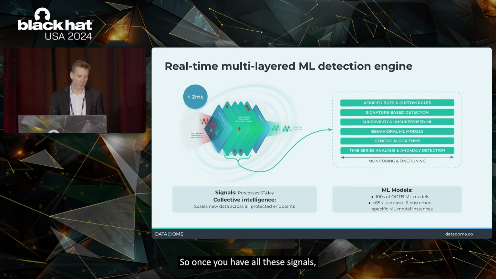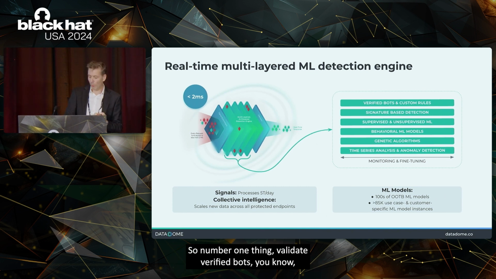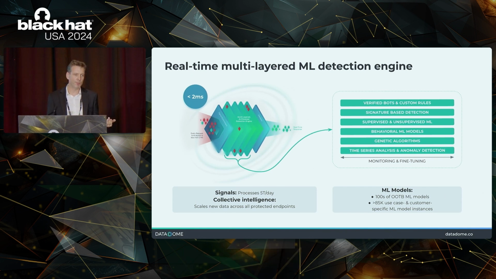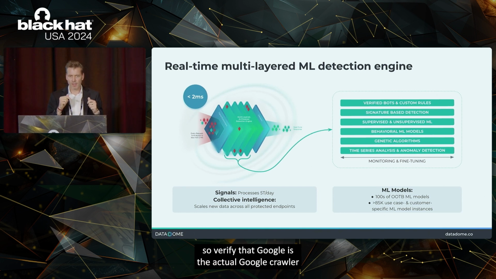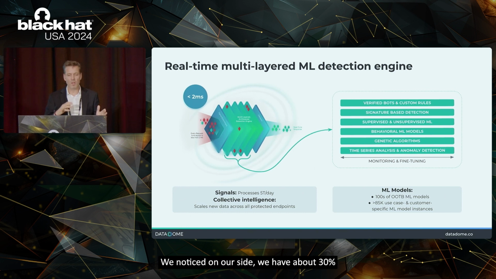So once you have all these signals, they have to be processed in real time. So number one thing, validate verified bots. Search engine, social network, these are automated as well, but obviously you don't want to block them. So verify that Google is the actual Google crawler and authorize it. We notice on our side we have about 30% of fake Google crawler, for example. So always validate good verified bots.